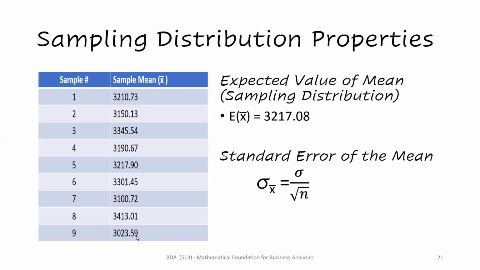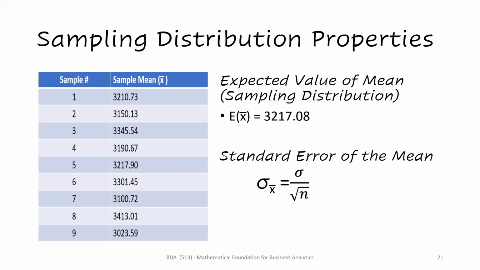So if we want to calculate the expected value of the mean, what we do is add all the 9 samples and divide by the number of samples. That is what gives us the expected value of 3,217.08. Is that okay? Yes, please. Okay, so we are all fine with the expected value of the mean.